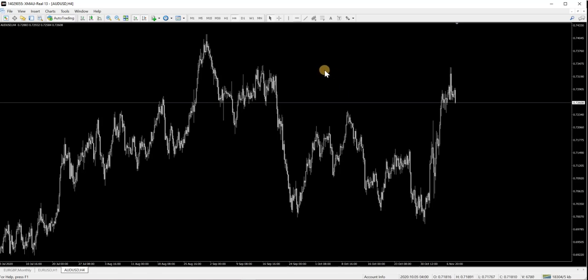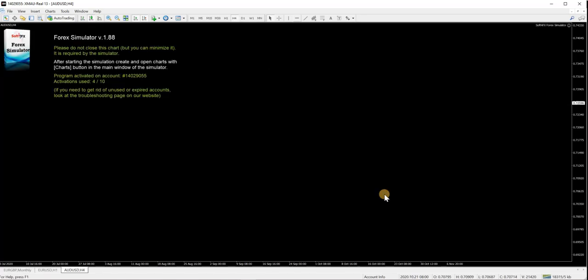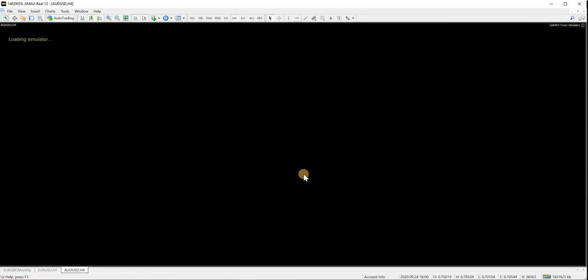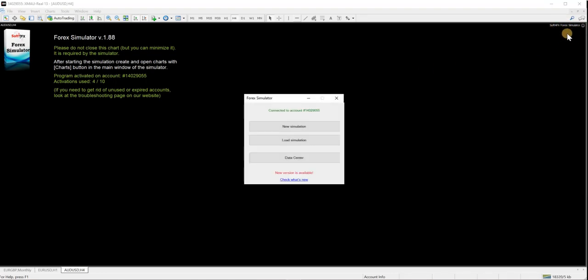Now, I'll just set it up here to show you how it works. So this is just a basic Aussie 4-hour chart. Doesn't matter what chart it is. Right click, go to my templates. I've already got it set up. It's simulator. I set it up as a template. It's just the easiest way for me to set up. You'll see it comes up. There's your little EA up on the top right here.